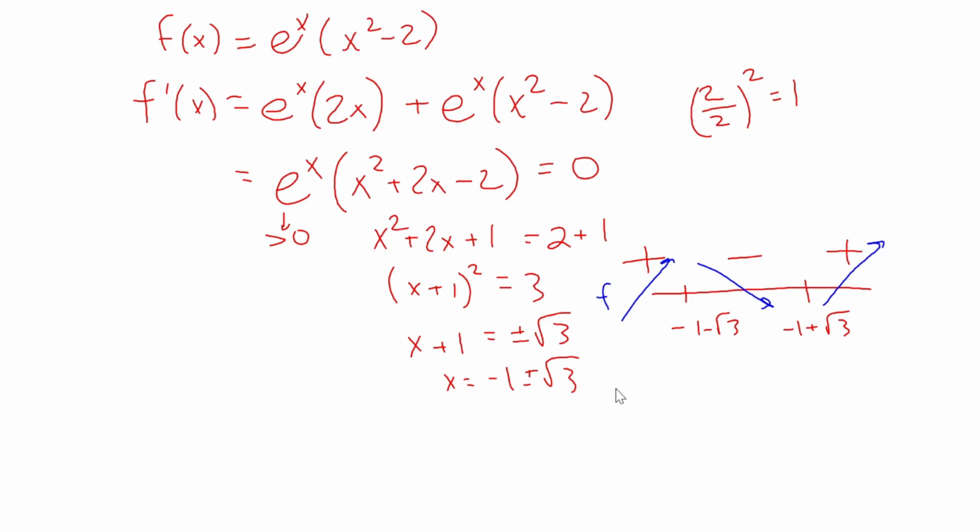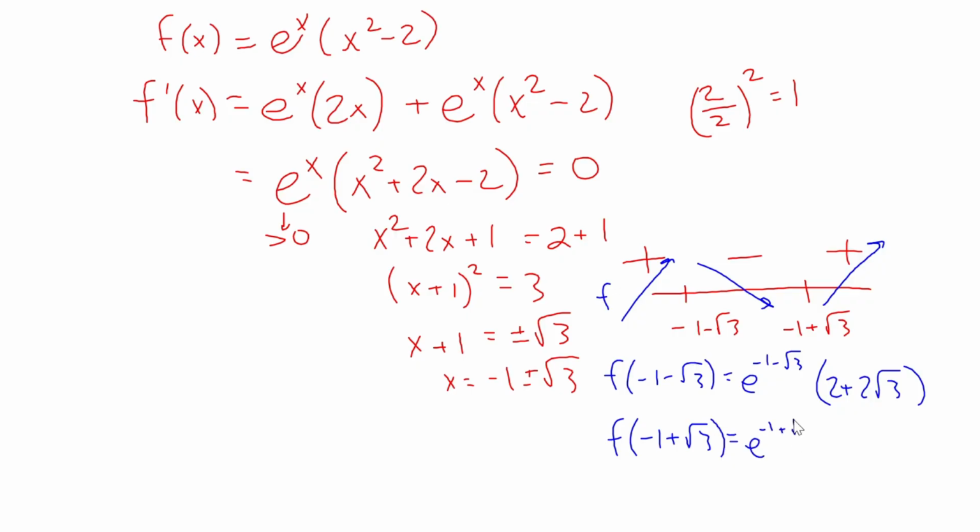I'm not going to go through the arithmetic to find these values. I've already done it in advance. So f of negative 1 minus root 3 is just, I mean, it's just plug it into that. But it does require some simplification, which is kind of annoying. It's e to the negative 1 minus root 3 times 2 plus 2 root 3. And f of negative 1 plus root 3 is just e to the negative 1 plus root 3 times 2 minus 2 root 3. And of course, I'm not going to give you anything that annoying to evaluate on the test, nor would they most likely on the AP test as well.